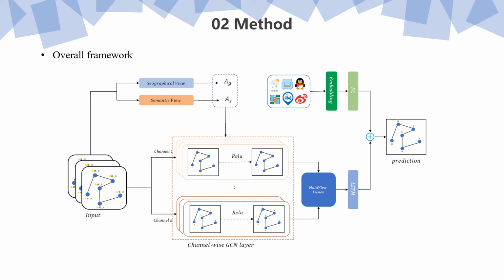The stacked CGCN layers aim to capture the spatial dependencies of the data and map the channel-wise data into a high-dimensional embedding latent space. Meanwhile, it also can adaptively learn the hidden relations between input channels and prediction. Third, after the multi-view fusion, the learned spatial features are imported into stacked LSTM layers to learn the temporal dependencies. Finally, we concatenate the learned spatial temporal representations and the learned external features for prediction.